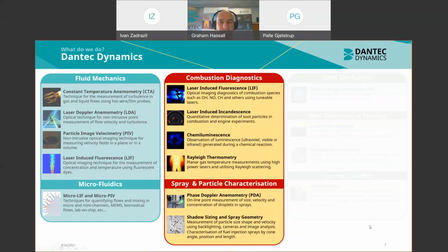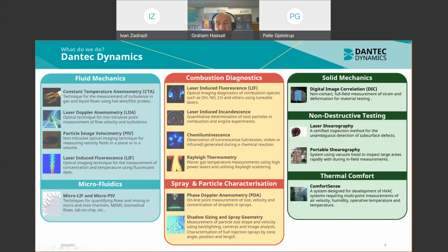PDA, or phase Doppler anemometry, is widely used, as I mentioned earlier, in the field of combustion, where the drop size of fuel from a fuel injector has been very closely studied, which has led to developments which have been instrumental in reducing the emissions of vehicles. PDA measurements have also been complemented in less dense sprays by the shadow technique, which measures size, shape, and velocity by observing backlit particles' shadow on a camera.